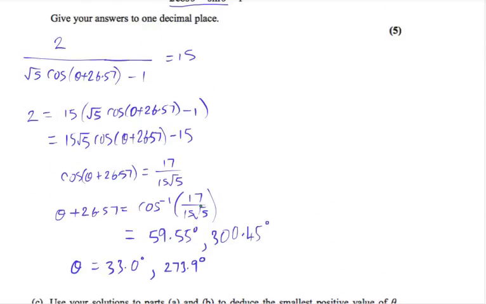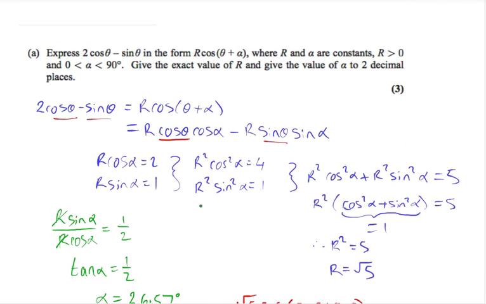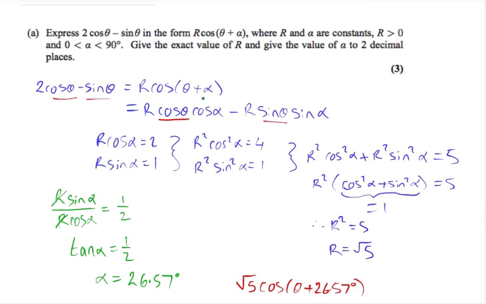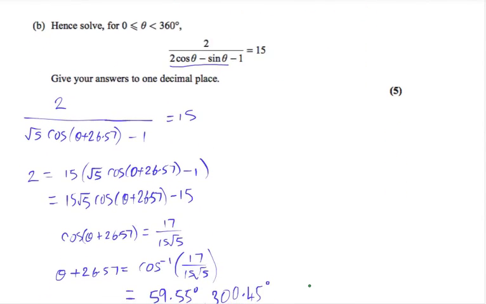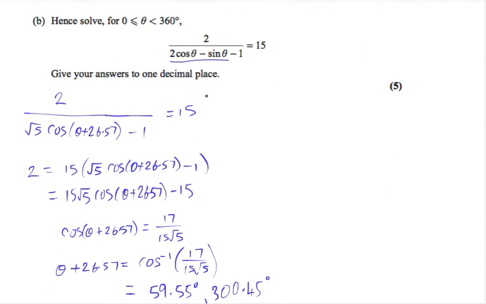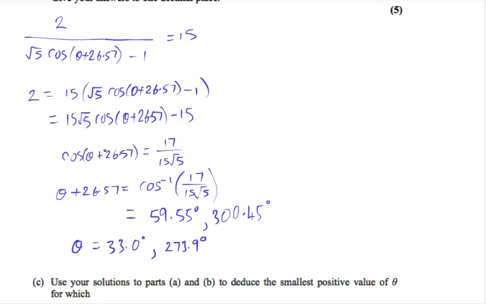Going back to part A, if this minus here was a plus, then we would write it in the form r cos(theta minus alpha). So if this was a plus, we would have a minus here. The rest of the working out is the same, so we have the same r value and the same alpha value. However, we will have a minus here. In part B, solving the equation with a plus, we follow the same steps, but obviously we have a minus here instead of the plus.